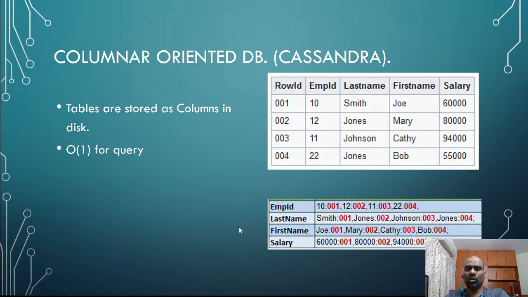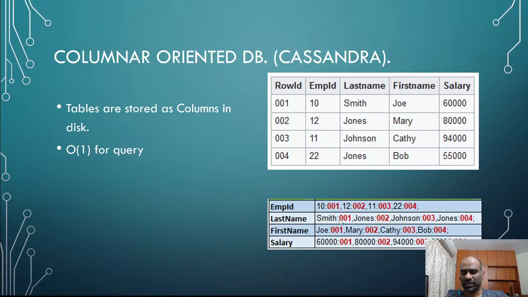Okay, fine. So now you saw the way the data is saved in a columnar oriented DB. What you can see is the employee ID is saved in one single column, correct? 10, 12, 11, 22. And the last name is saved in one column: Smith, Jones, Johnson, Jones. First name: Joe, Mary, Kathy, Bob. And the salary: 60,000, 80,000, 94, and 55K. What is one thing common here? Each column's data will have its own row ID.